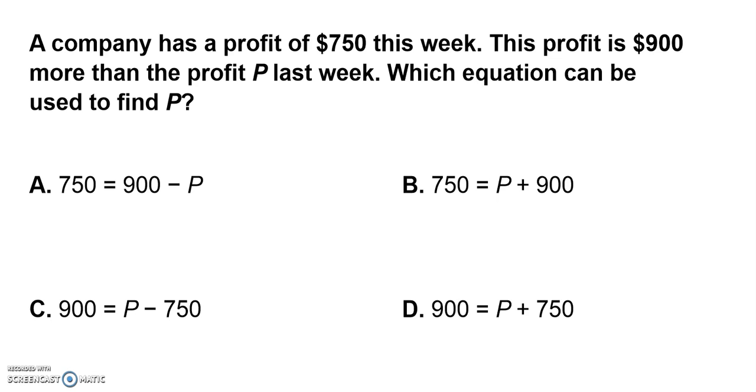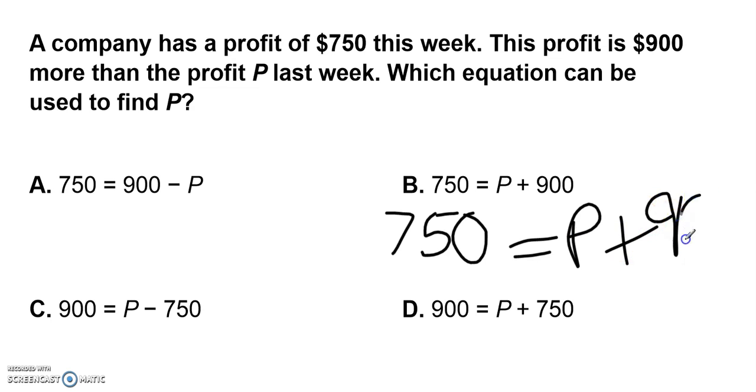Okay, so the profit this week is $750, and the profit is $900 more than it was last week, P, so it's more, so that's going to be plus 900. So last week is this P, and then we're plussing 900 to it, and that's going to give us this 750. Oh, I really just wrote it under the right answer. Okay, well, this is the right answer, because clearly that looks like that, and these ones don't.